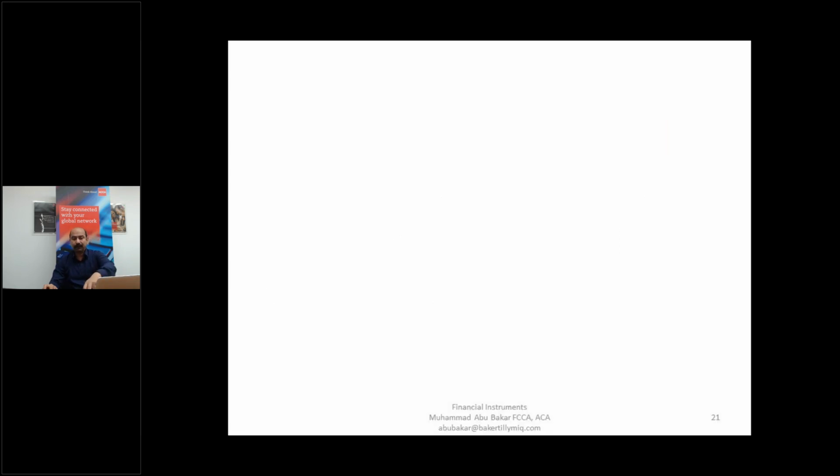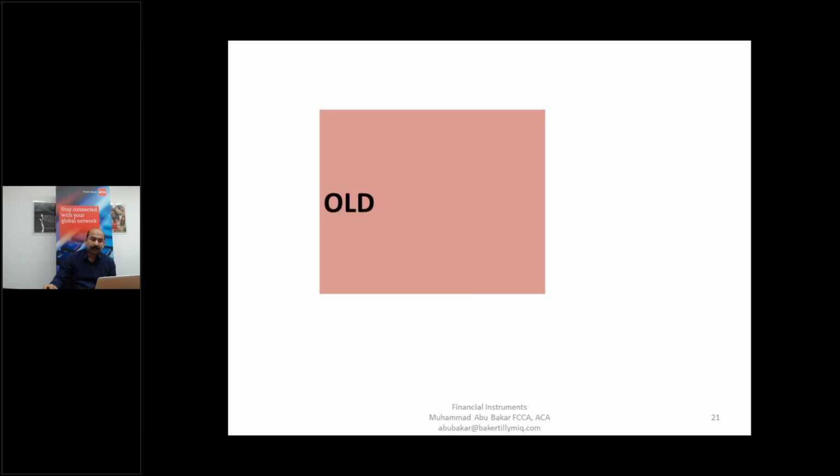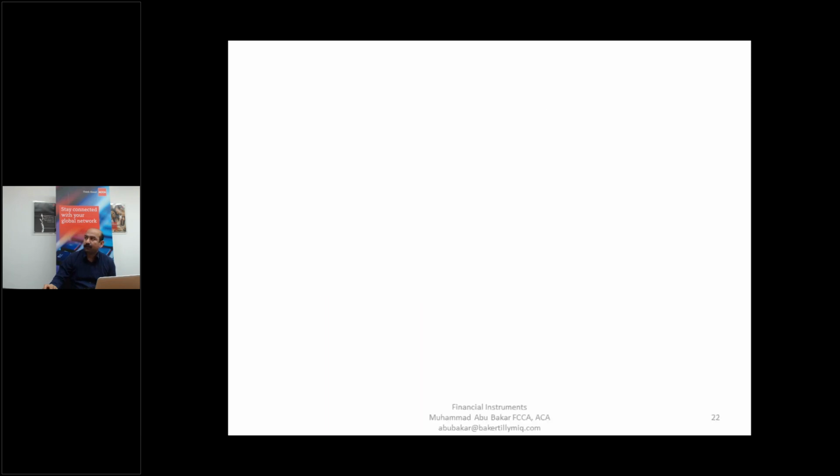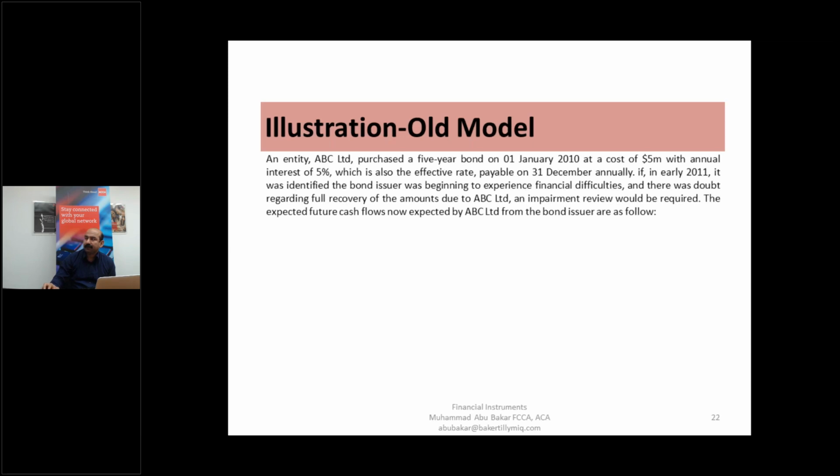So what was the old approach, in fact? If you just look at the old approach, say an entity, ABC Limited, purchased a 5-year bond on 1st January 2010 at a cost of 5 million with annual interest of 5%, which is also the effective rate, payable on 31st December annually.